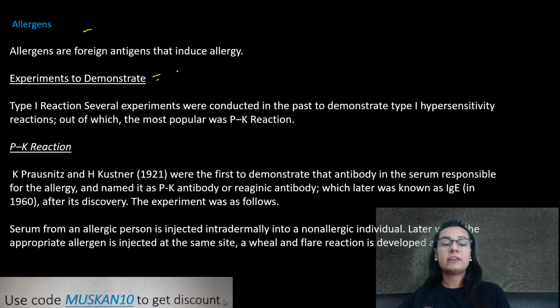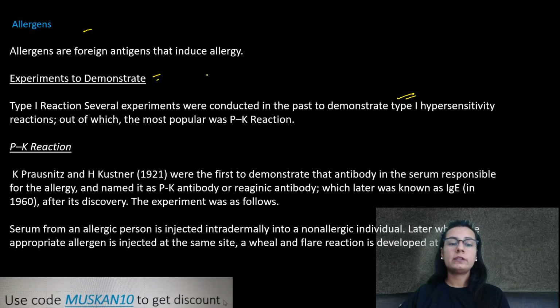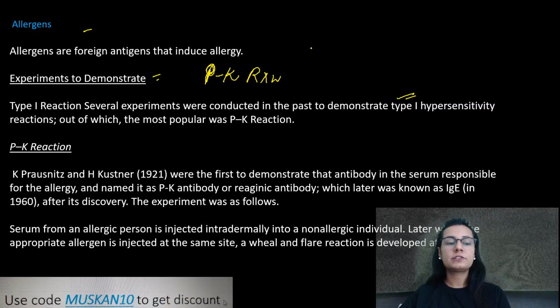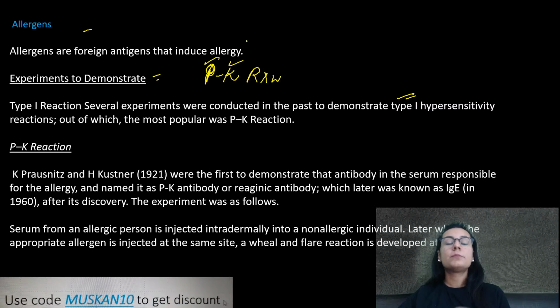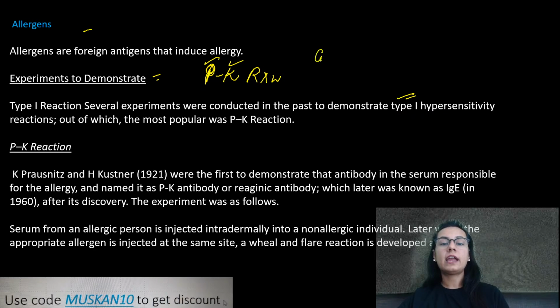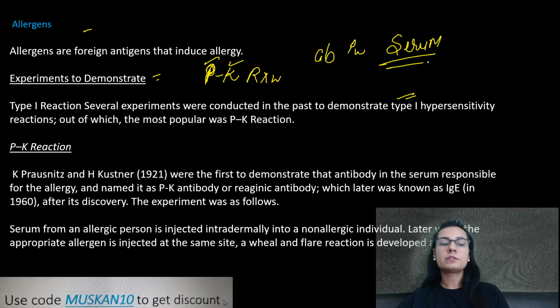type 1 reaction. Several experiments were conducted in the past to demonstrate the type 1. Now one of which is the PK reaction. In PG, as such, question is not asked from the PK reaction. What is the Prausnitz and Küstner reaction? Because they were first to demonstrate that the antibody in serum is mainly actually responsible for the allergy. ठीक है.